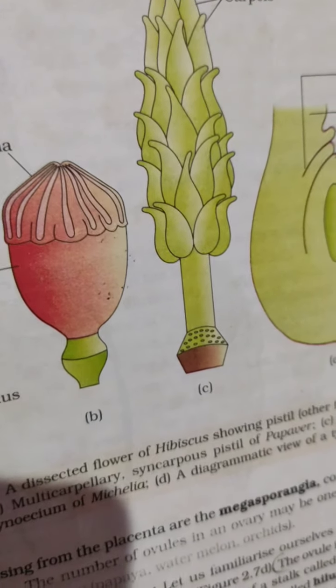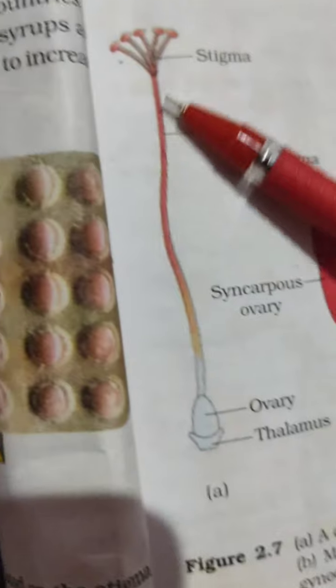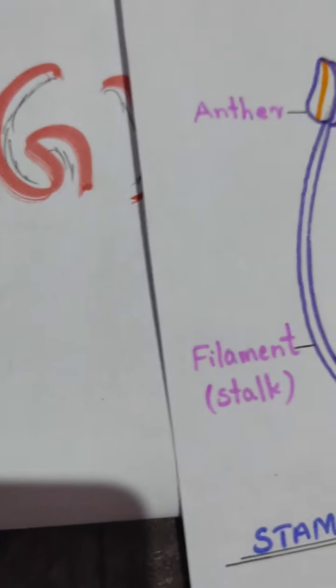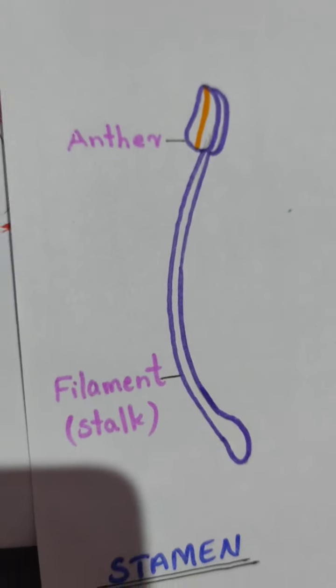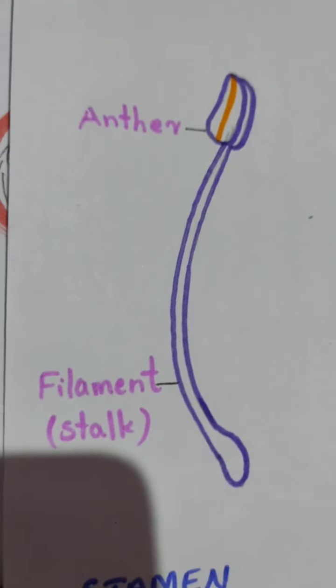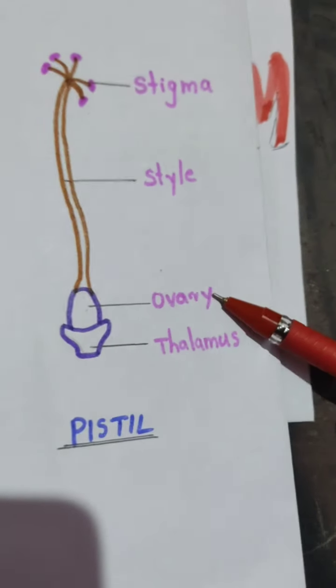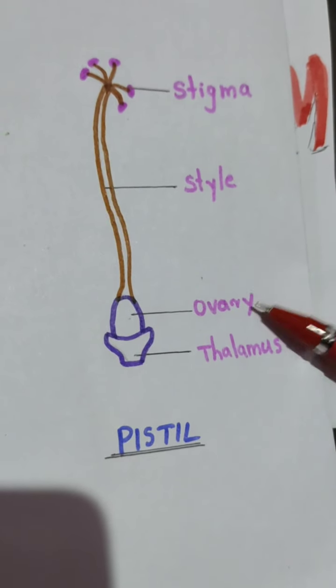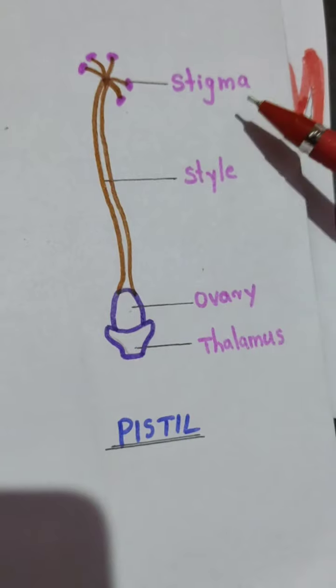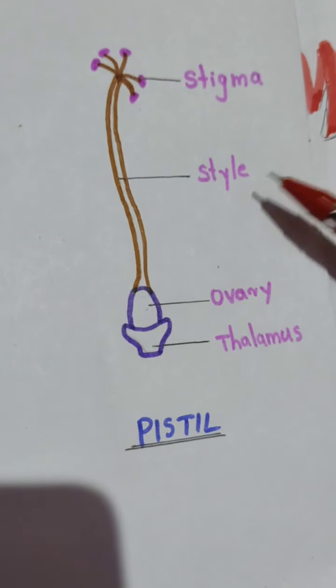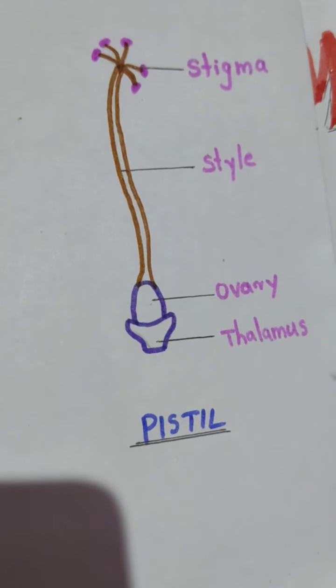A pistil has three parts. This is the actual structure of a pistil. It has mainly three parts: stigma, style and ovary.